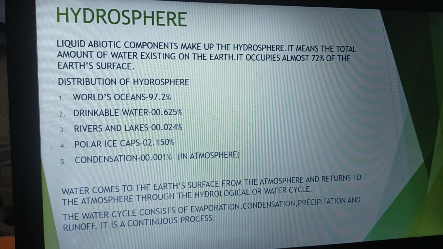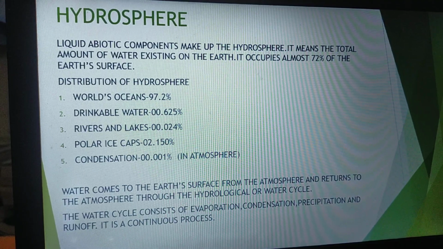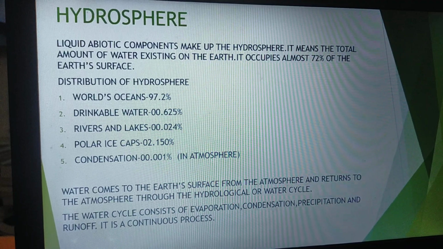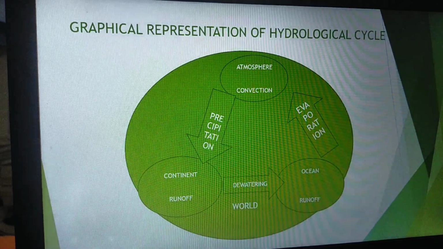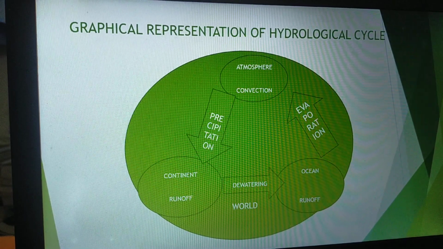If one of these phenomena gets stopped or hindered, the water cycle will stop, which in turn will affect human life. So this is a graphical representation of the hydrological or water cycle.